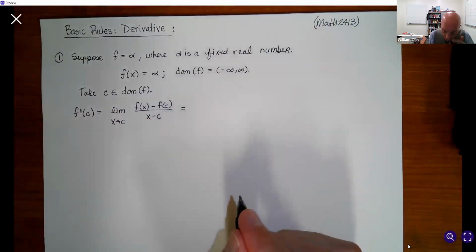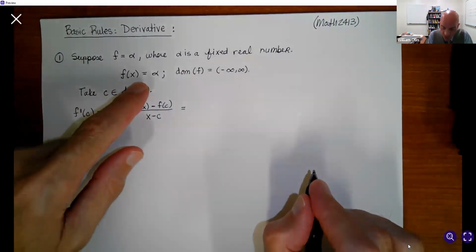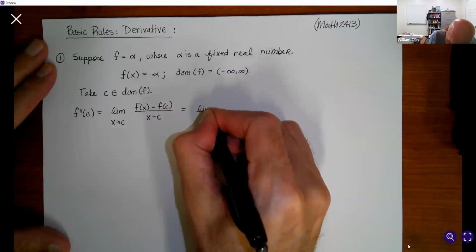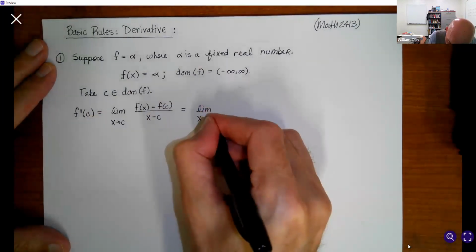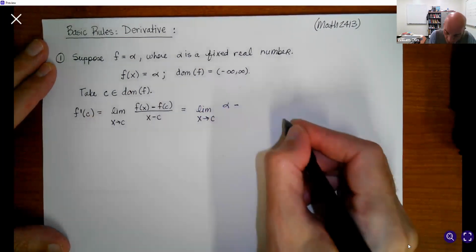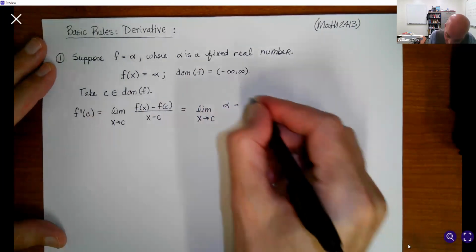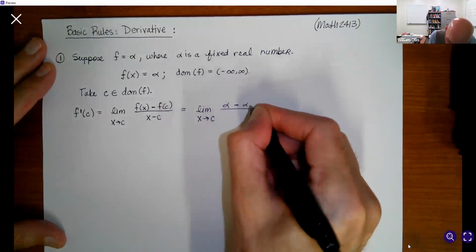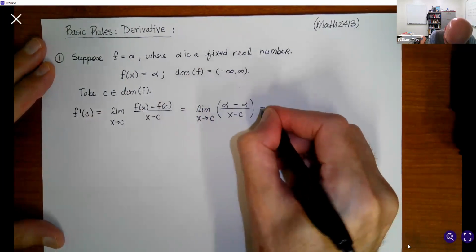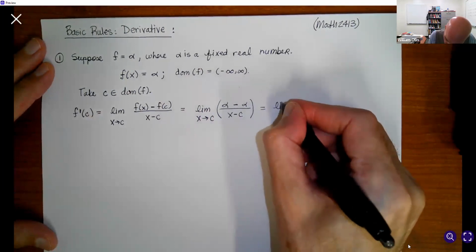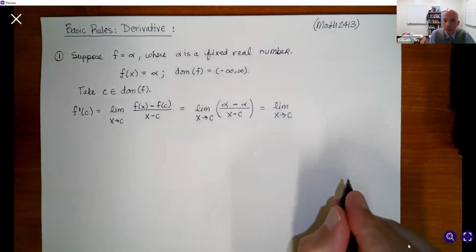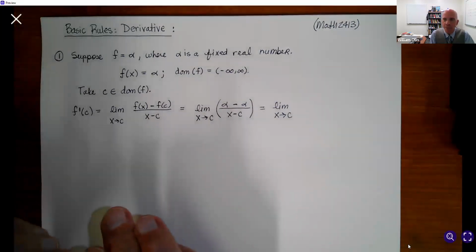But now this is actually pretty simple. We know f of x is just alpha for all x. So we can fill in the values for f of x and f of c. We have alpha, and of course, the function is constant, so f of c is also alpha. And we divide by x minus c. These computations are good just to go through, basically because they're not super complicated.